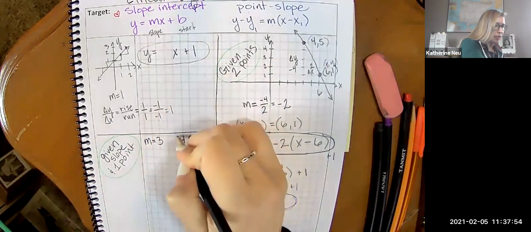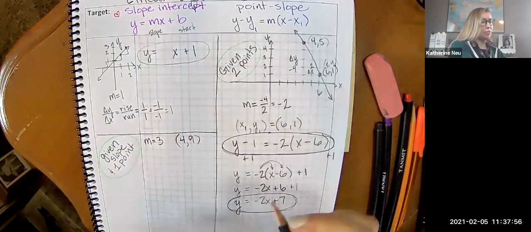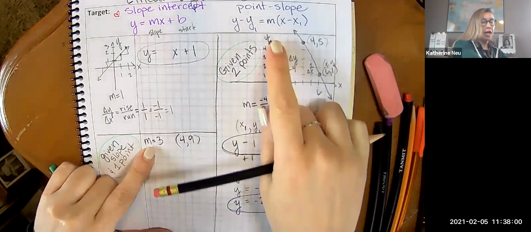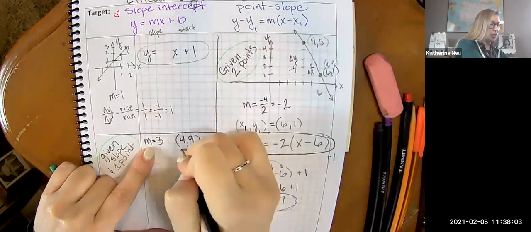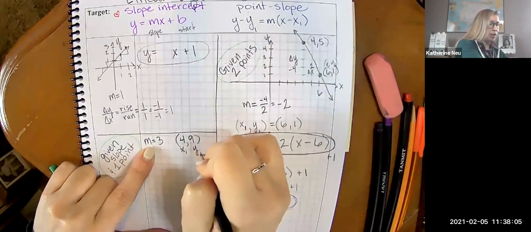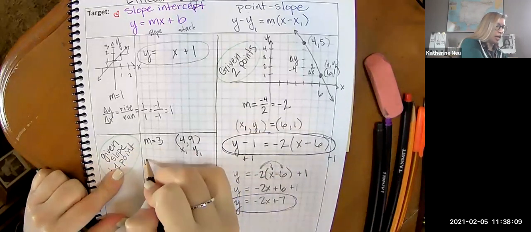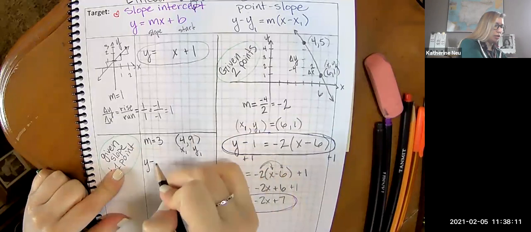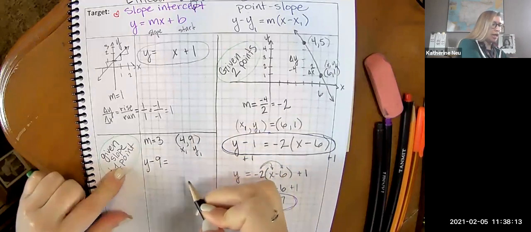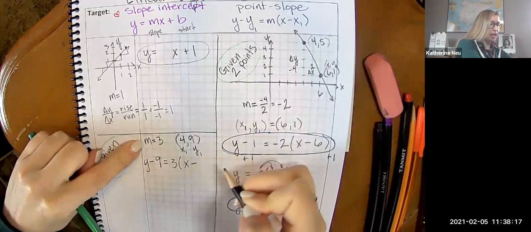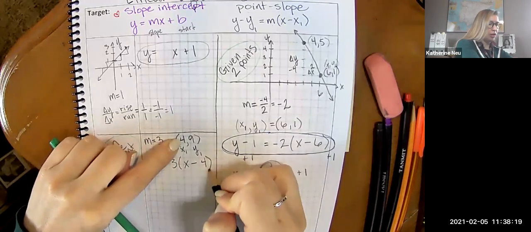Let's just say. All right, that's going to be even easier, because you already have m to plug into the equation, and then 4, 9 is going to be your x1 and your y1. Boom, you are just going to plug that in. You are going to say y minus y1 equals m times x minus x1. And you're done.